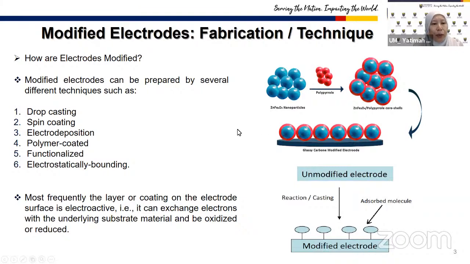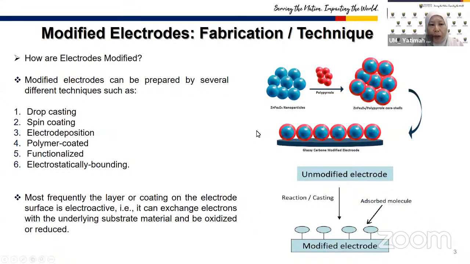The other technique that can be used to put material on top of the substrate is called spin coating. Basically the electrode is spun to get a homogeneous coating of material on top of the electrode. This is very much used in industry, especially for chips and electronic devices, where they want a homogeneous electrode surface so that it can behave homogeneously.